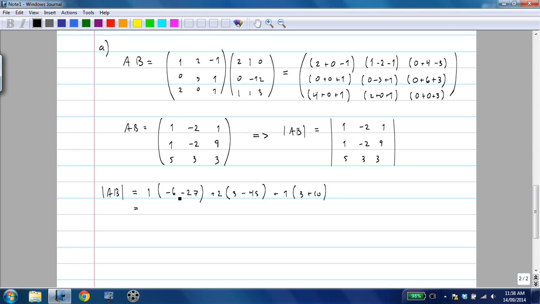So if we work this out, just make sure I did everything right here. Did I forget a minus sign somewhere? Nope, looks like I did everything right here. If you work this out, you should get an answer of 104. Okay, so that was the first step.